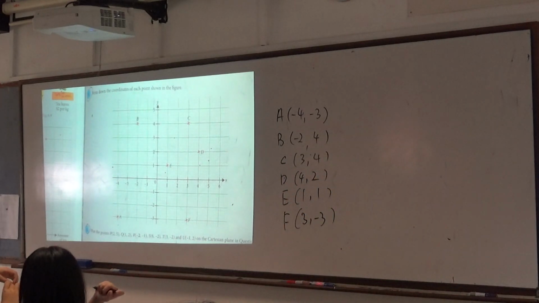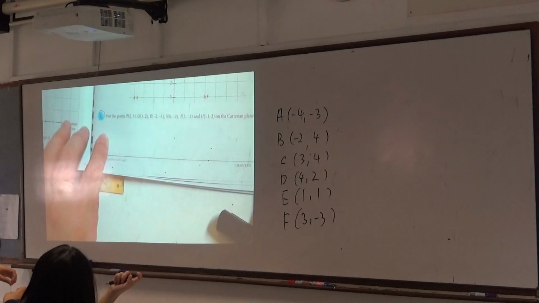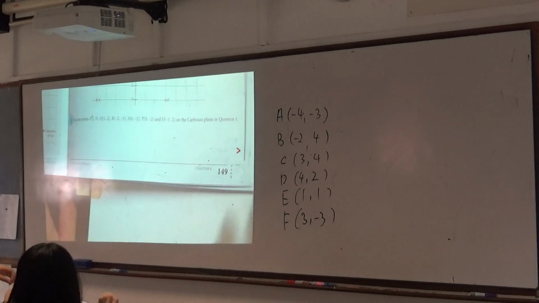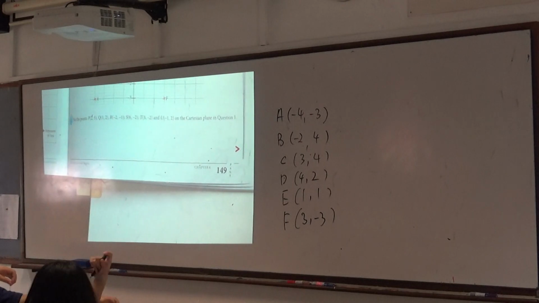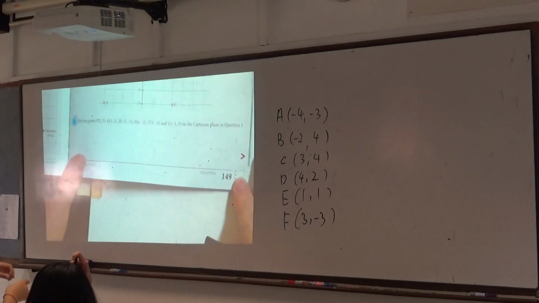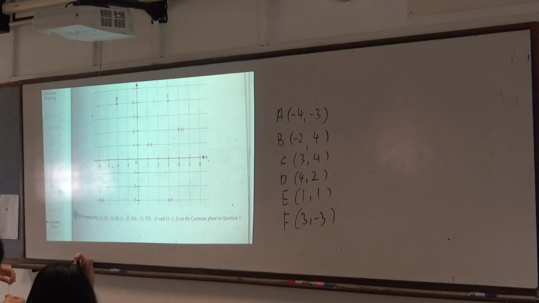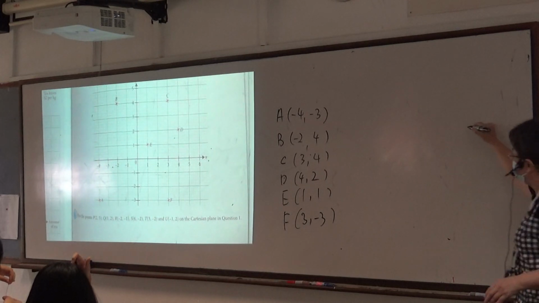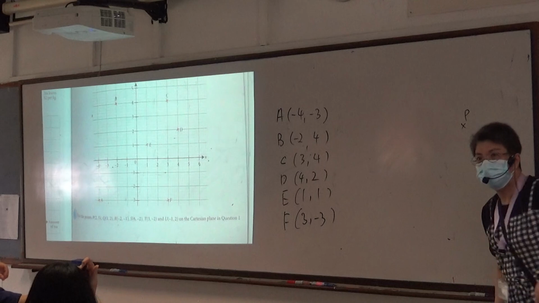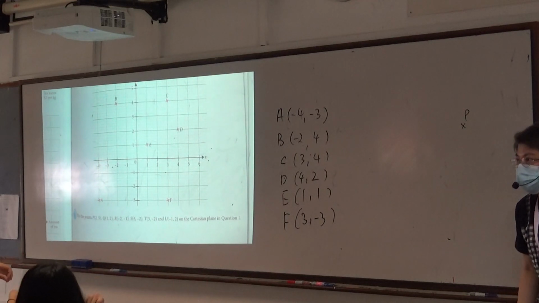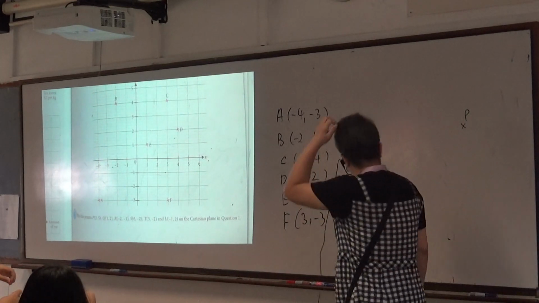Alright, good. Now, next I want you to look at question 2. Can all of you look at question 2? Now, you go first, I'll let you talk, you don't worry. They say, plot the points on the Cartesian plane in question 1. That means you use the grid here, you plot in the points. Put a cross, then you put a P down there. Understand? Okay, I give you 3 minutes. Draw it for me now.